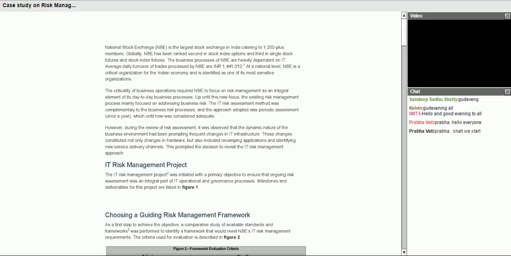Actually, I am not well today, so I will not be taking up a class for very long. But still, we have a class on risk management today. So what I have done is I have one case study on risk management today. It's a 6-page case study. We can discuss on that.